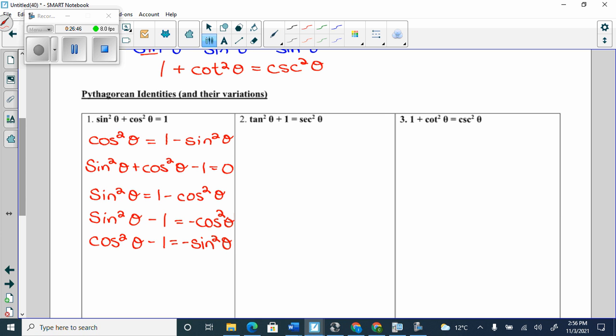Okay, what about number 2, the tan one? Tan squared theta plus 1 equals secant squared theta. What could I do? Tan squared equals secant squared minus 1.